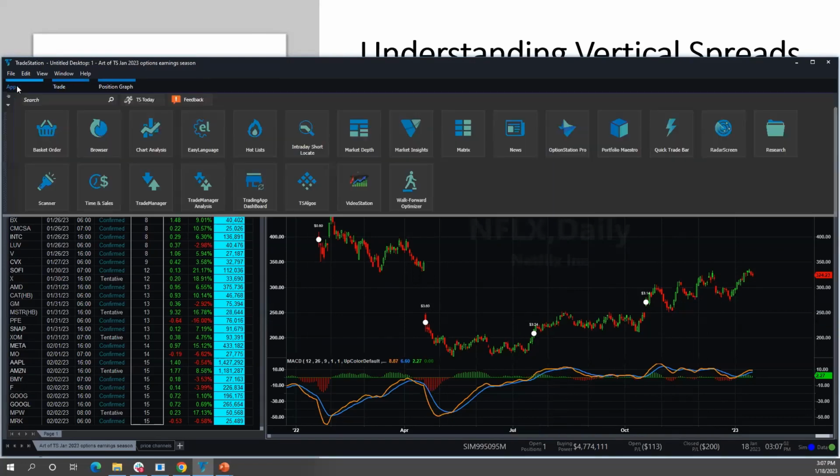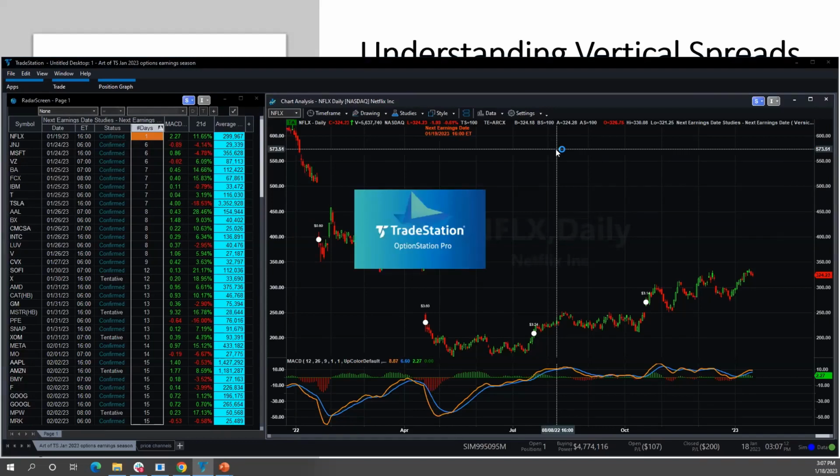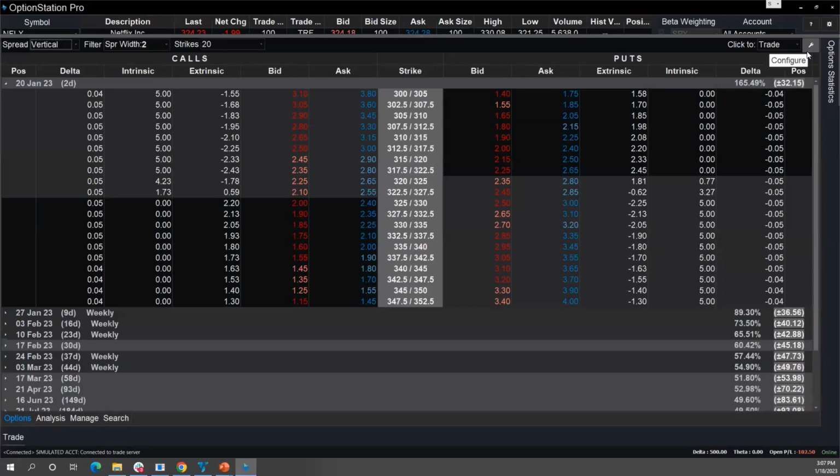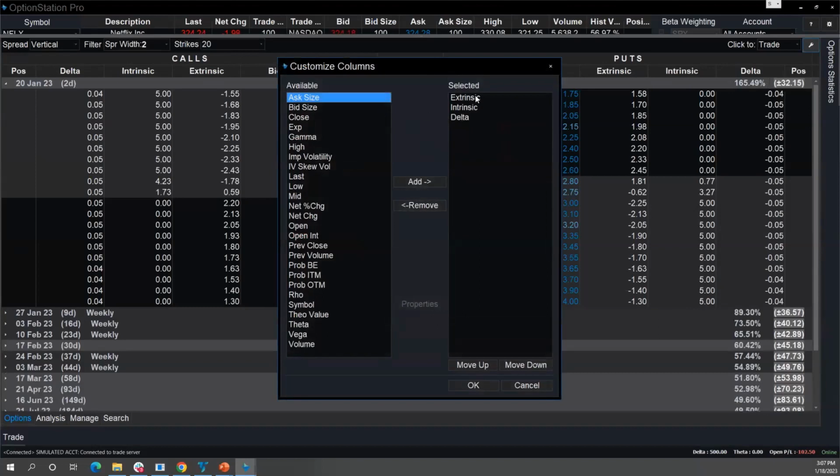So let's look at TradeStation Pro. We go to our apps, and then we go to TradeStation Pro. It looks like a little paper airplane. Bring this up. All right. Now yours might not look like this because I've customized the columns. If you go to this little wrench up here, you can see how to customize columns. What I've done is include simply extrinsic value, intrinsic value, and delta.